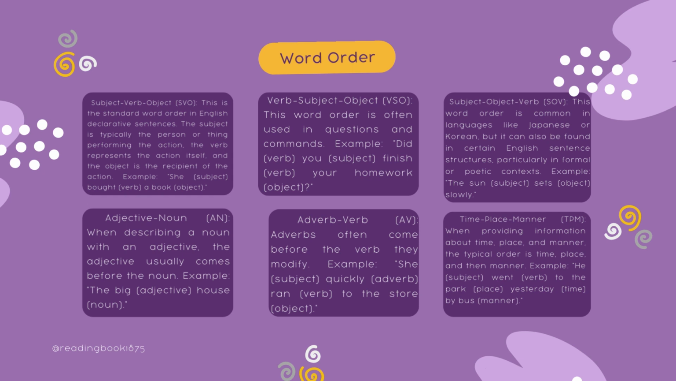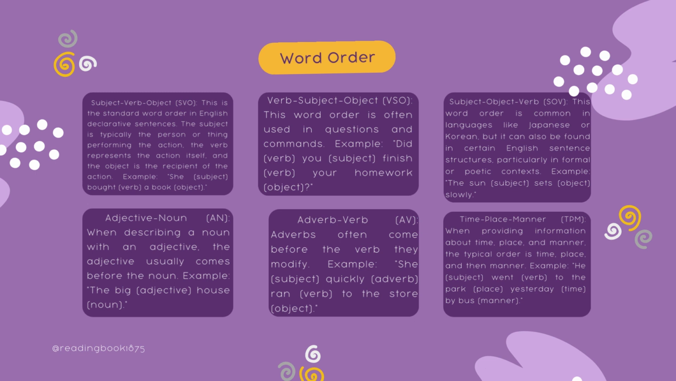4. Adjective-noun, AN. When describing a noun with an adjective, the adjective usually comes before the noun. Example: The big (adjective) house (noun). 5. Adverb-verb, AV. Adverbs often come before the verb they modify. Example: She (subject) quickly (adverb) ran (verb) to the store (object).